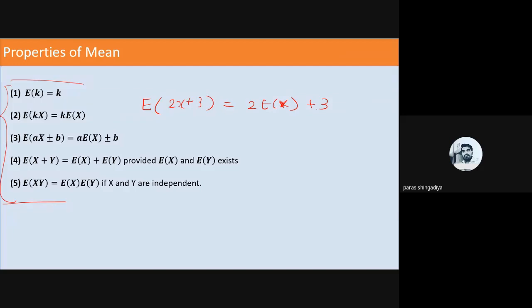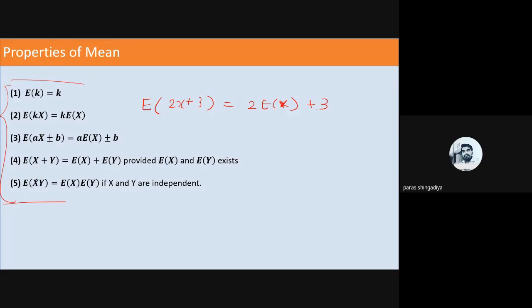After that, E of k into x is k into E of x; you can take k common, and then find the answer of E of x. Then E of ax plus or minus b is equal to a into E of x plus or minus b. Fourth is for addition: E of x plus y is the same as E of x plus E of y, provided E of x and E of y exist.